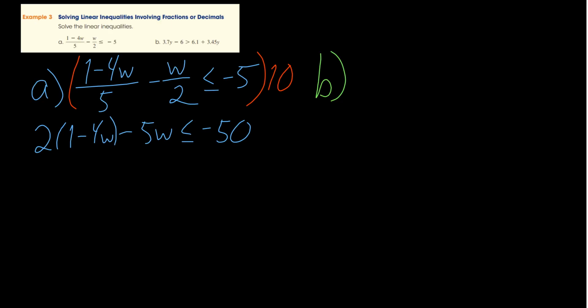Realistically, you could simply put this into your calculator and subtract 3.45 from both sides, and you get 0.25. Honestly, that's probably easier. But for the sake of the way the book probably wants us to do it, we're going to multiply by 100.